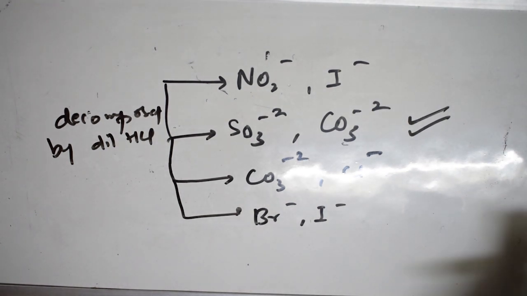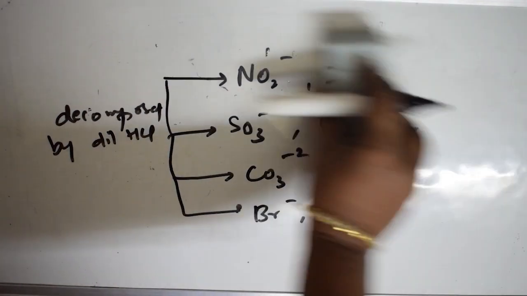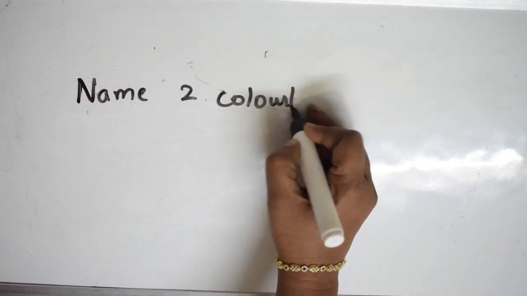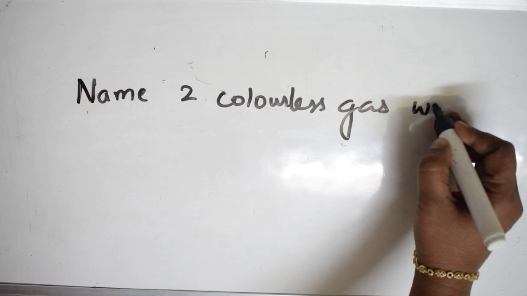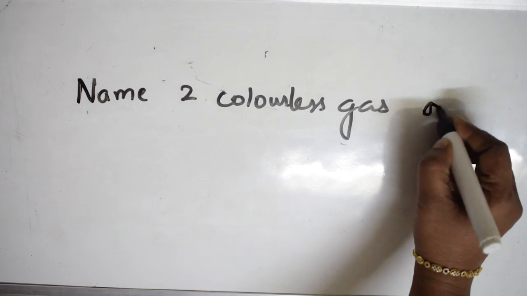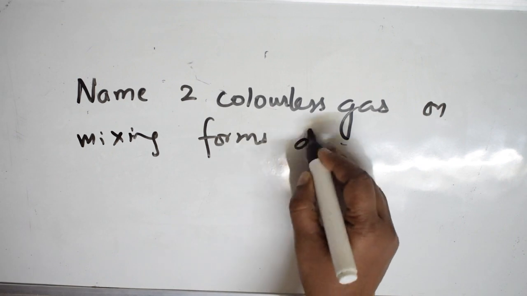Now, next question. Hope you have noted this, students. I am erasing it. The next question which they are going to ask is: name 2 colorless gases which on mixing form dense white fumes.